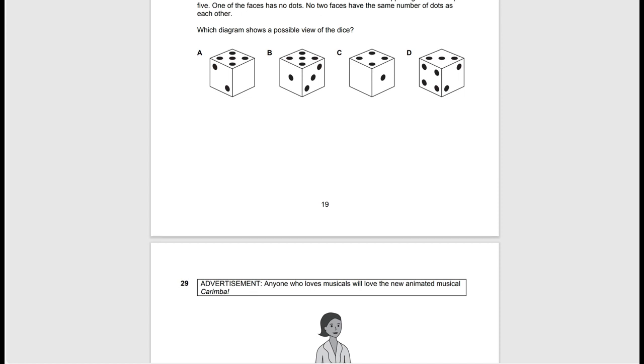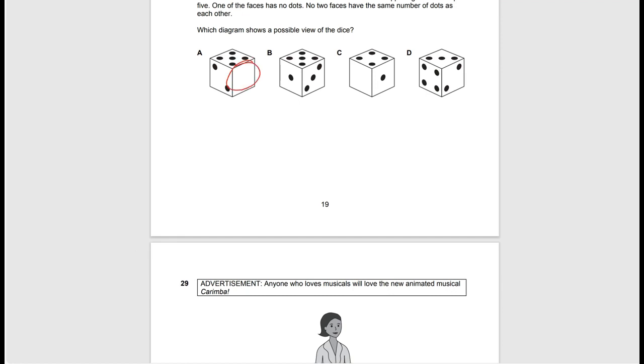Moving on to question 28. An unusual dice. Our usual dice is that 6-sided dice, but this one is unusual. An unusual dice is labeled such that the numbers of dots on opposing faces add up to 5. One of the faces has no dots. No 2 faces have the same number of dots as each other. Which diagram shows a possible view of the dice?